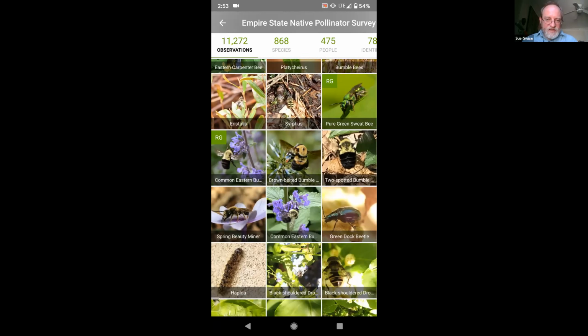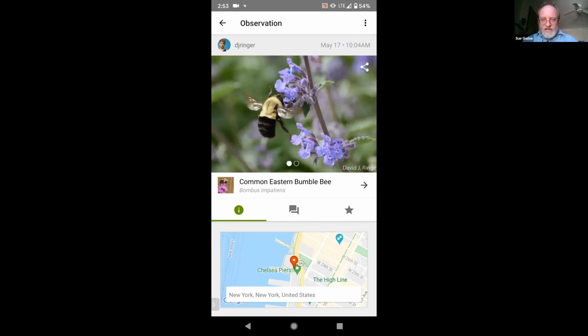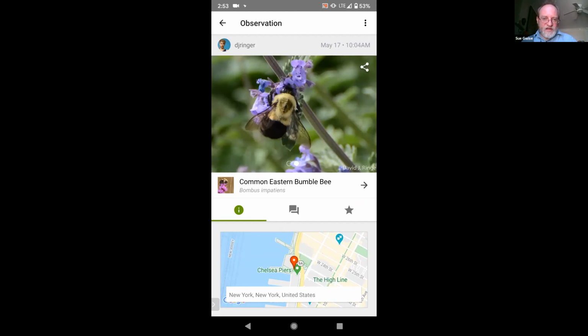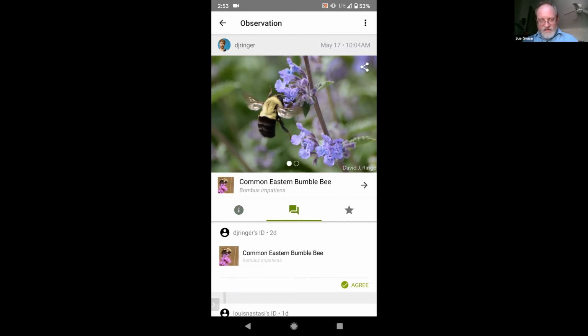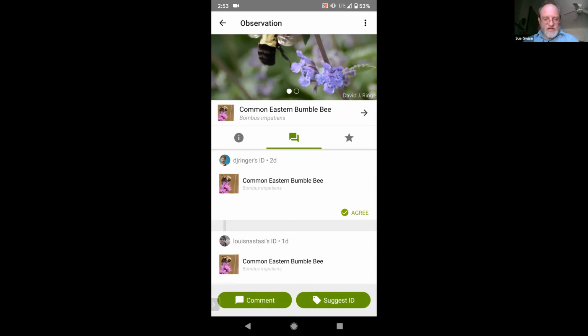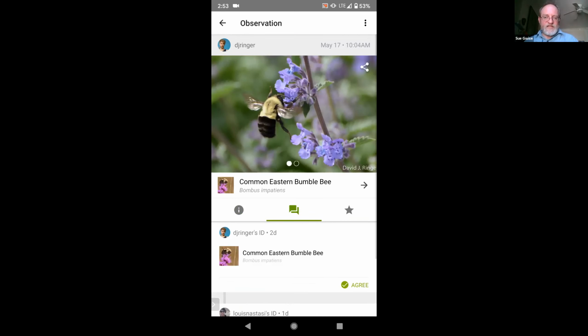So you can see, in any given one of these, I'll open up the common eastern bumblebee record. This person posted a couple of photographs, which is great. More angles is really good, especially for bees, to make sure we get the important features. Often the face is really important for bumblebees. Then I'll click on this little chat-looking thing in the middle, and you can see that the observer said, I think it's a common eastern bumblebee, Bombus impatiens. Somebody else agreed, said, yes, I agree, it's a common eastern bumblebee. Because they agreed and it has coordinates, it became a research grade observation.